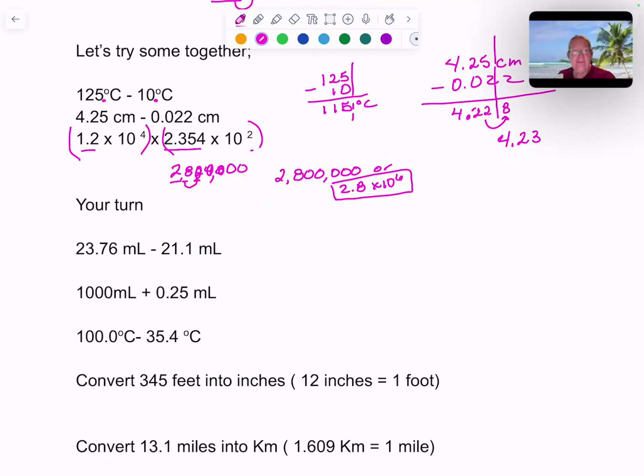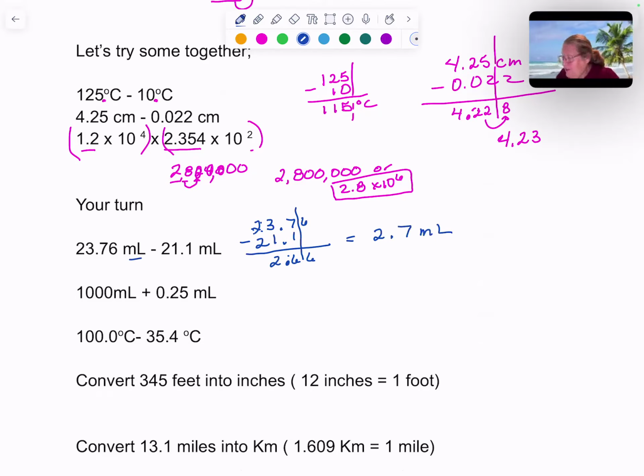Okay, hopefully you've had some time to do those. Once again, we're going to be adding and subtracting, using the chop off rule. So the rule is we're going to line them up. So 23.76 minus 21.1. We're going to chop it off at the tenths place. That's going to give me 2.66, which when we round gives me 2.7 milliliters.